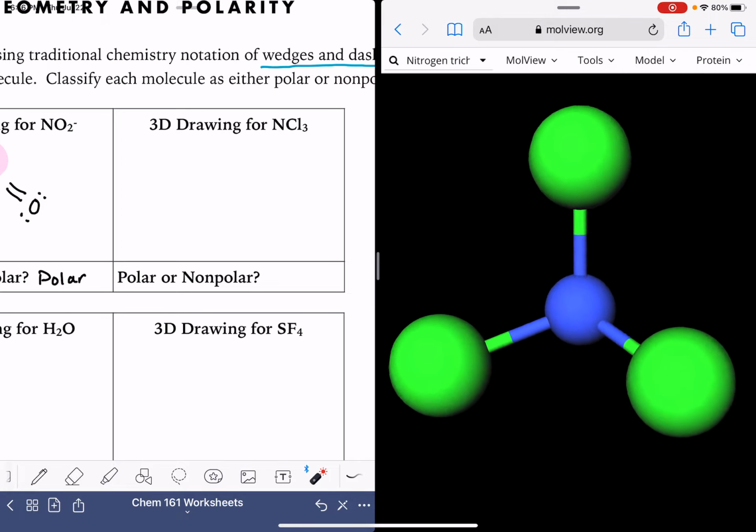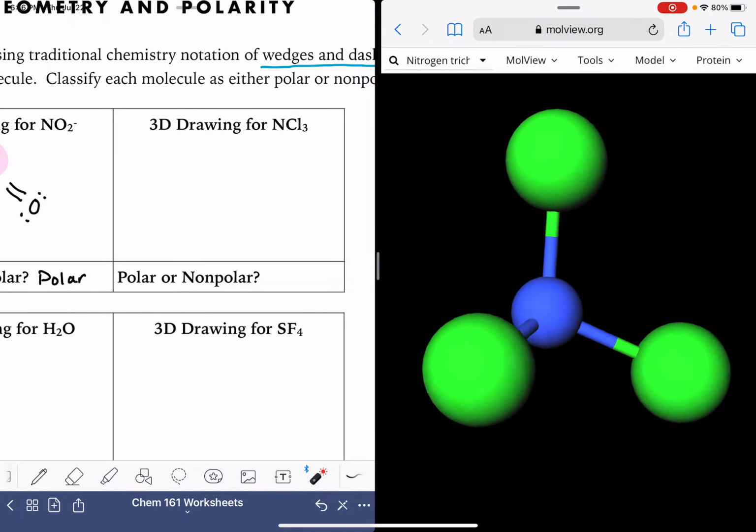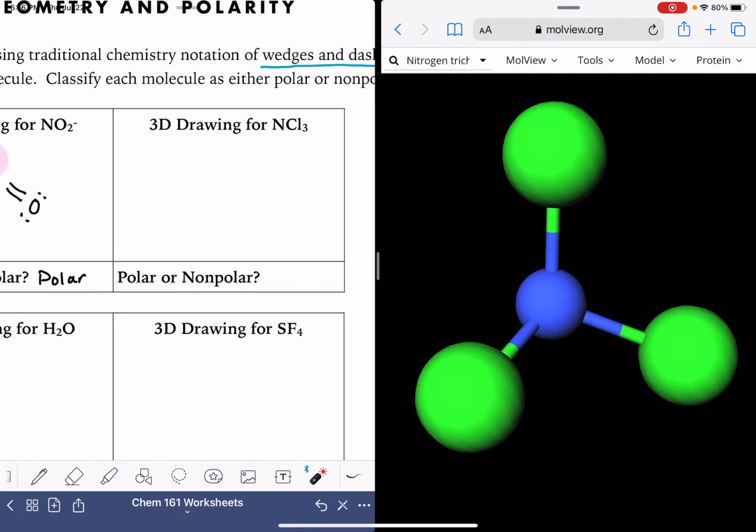So for drawing this, what we want to do, like I said, is put as many atoms as possible in the plane of the paper. We also always want to have our central atom in the plane of the paper. So that's going to be our nitrogen in the center.